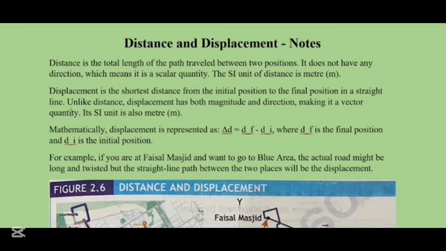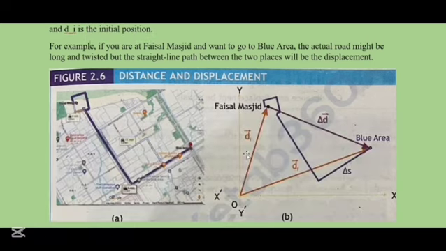Mathematically, displacement is represented by final minus initial position, where the final position is the final point and the initial position is the starting point. For example, if you are at Faisal Masjid and you want to go to Blue Area, the actual road might be long and twisted, but the straight line path between the two places will be the displacement, which is known as the shortest path.